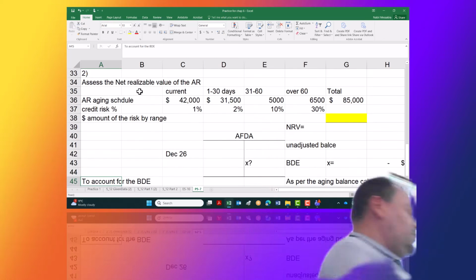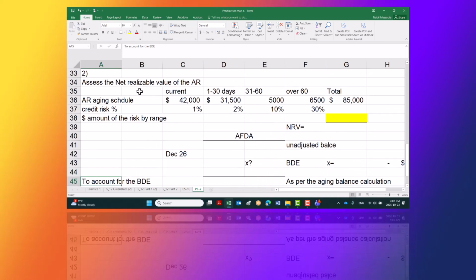They say the company uses the aging of accounts receivable method to determine the bad debt expense. They use the aging of receivables. So this is not the credit sales approach. This is the allowance approach. The schedule below shows the estimate.